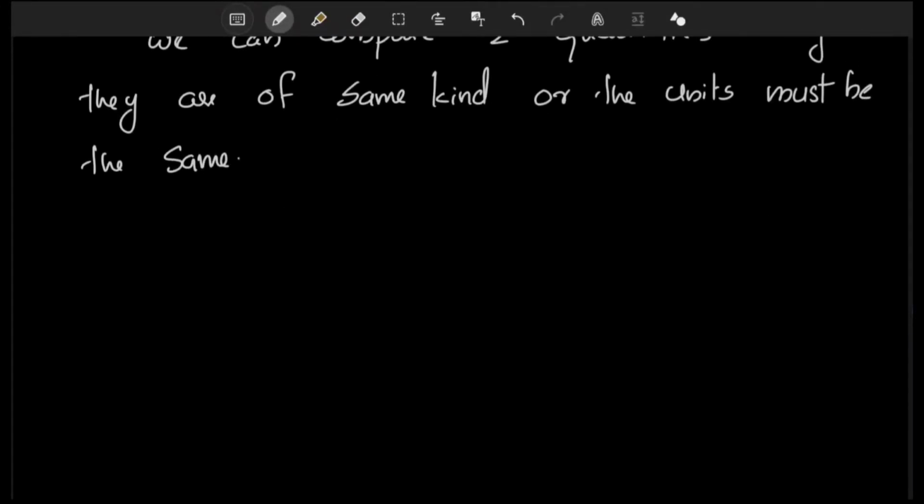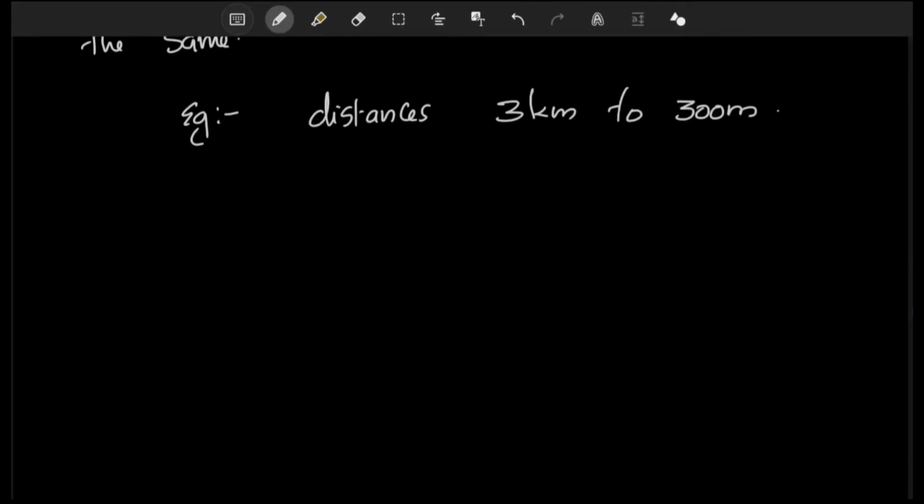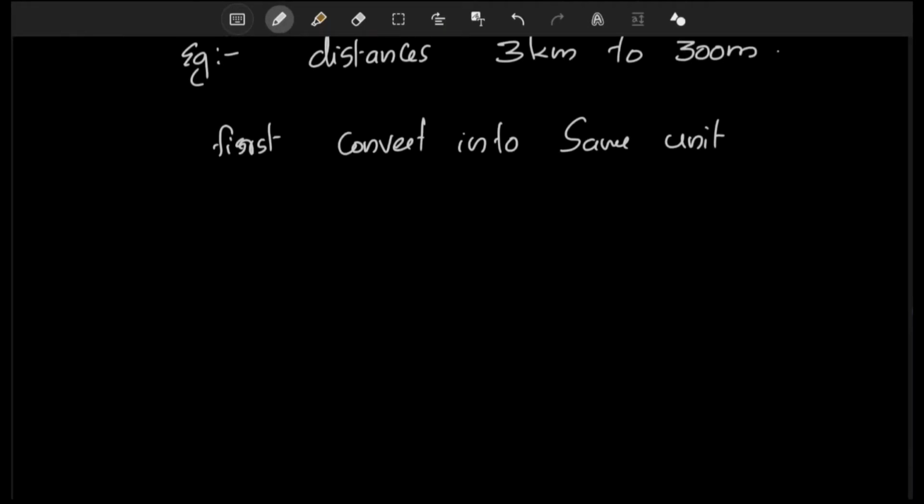For example, if we compare the distances 3 kilometer to 300 meter, first we have to convert into the same unit. Only after that can we find out the ratio. That is, 3 kilometer is first converted into 3000 meter.